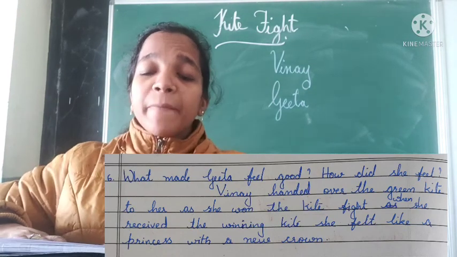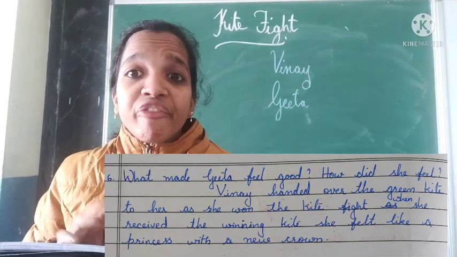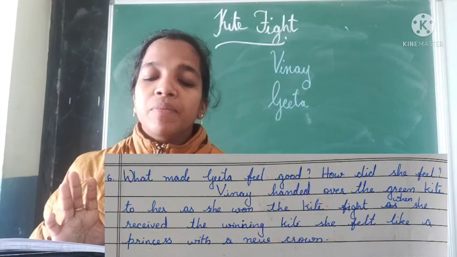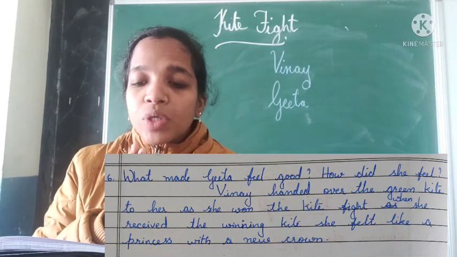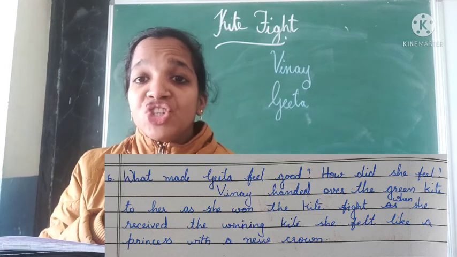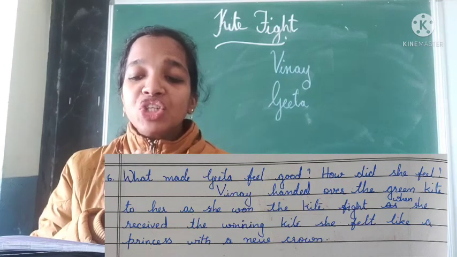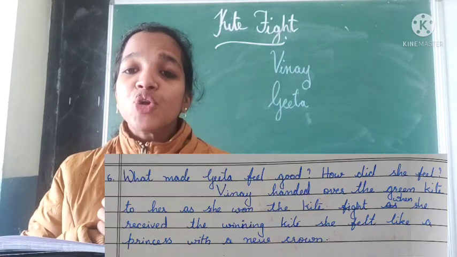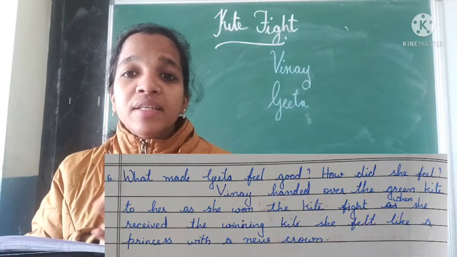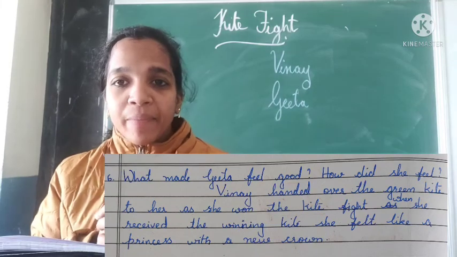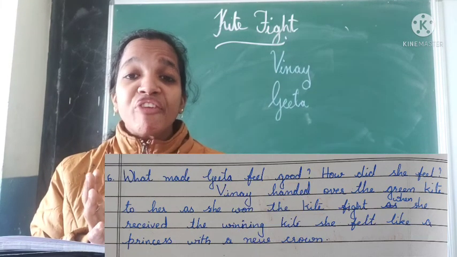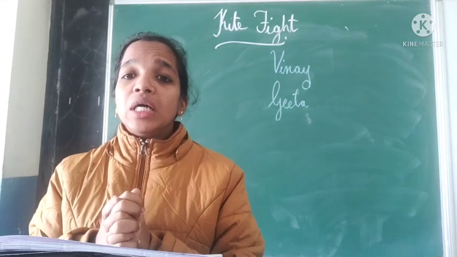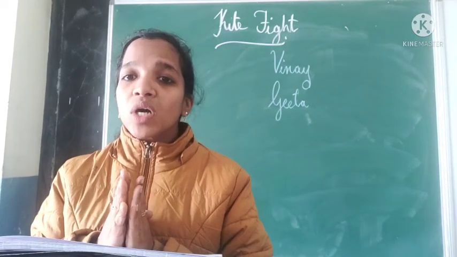Look at the last question. What made Geeta feel good? How did she feel? Vinay handed over the green kite to her as she won the kite fight. When she received the winning kite, she felt like a princess with a new crown. When she got that green kite, she was so happy. Okay, all of you learn the question answers, and the word meanings also.